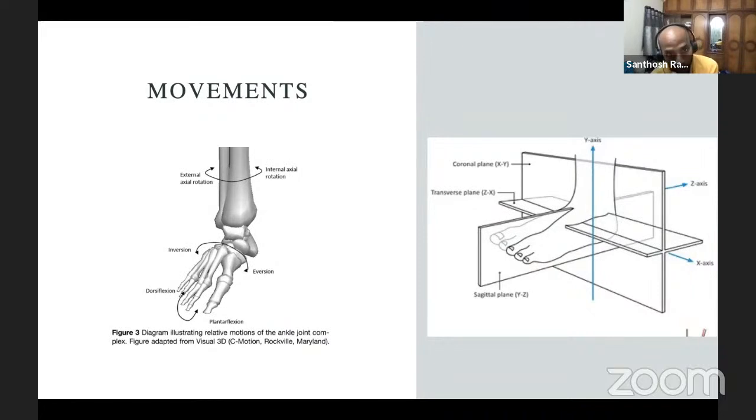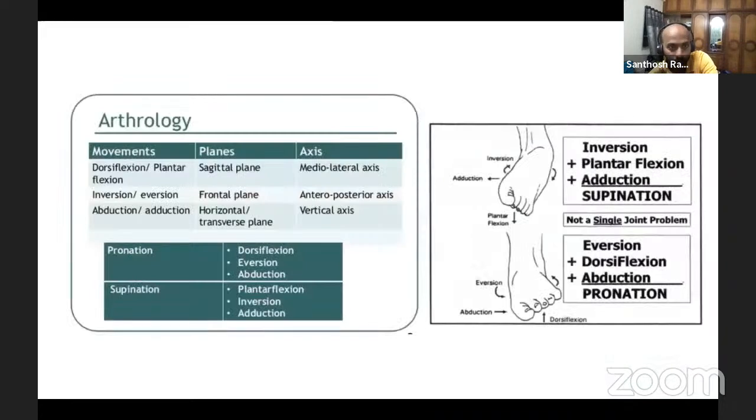adduction and abduction also. Whenever it is pronated, it is usually going into abduction, and whenever it is supinated, it is going into adduction. There is inversion and eversion. That's why the subtalar and the other joints are sometimes called the lower ankle joint. And on a fixed ankle joint, there could be external and internal rotation of the tibia as well. Those are our sagittal plane movements; inversion and eversion are your frontal plane movements; abduction and adduction are horizontal or transverse plane movements.